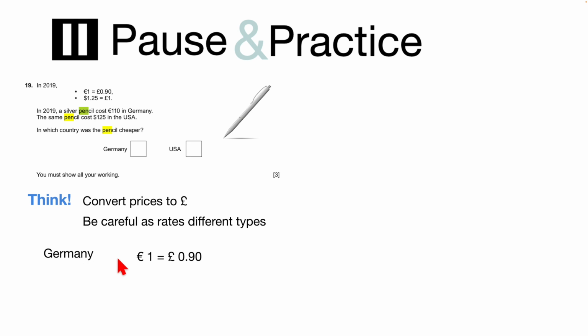Germany first. We know the value of a euro is 90p. We know that it costs 110 euros. So times 110. 110 euros equals 90p times 110 equals 99. It's useful to know. That's one of the two answers we need. Over here now, we've got $1.25 equals a pound. And we want to know what $125 are. Notice 125 and 1.25. So this is hopefully going to work out quite easy.